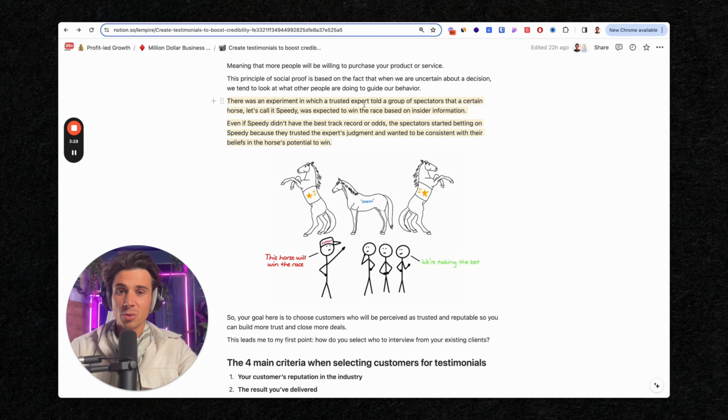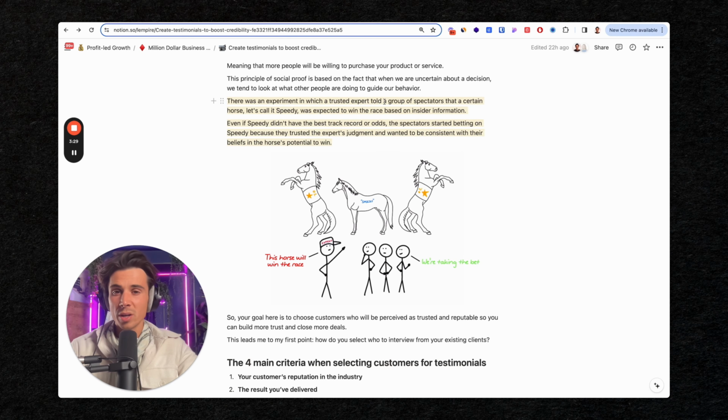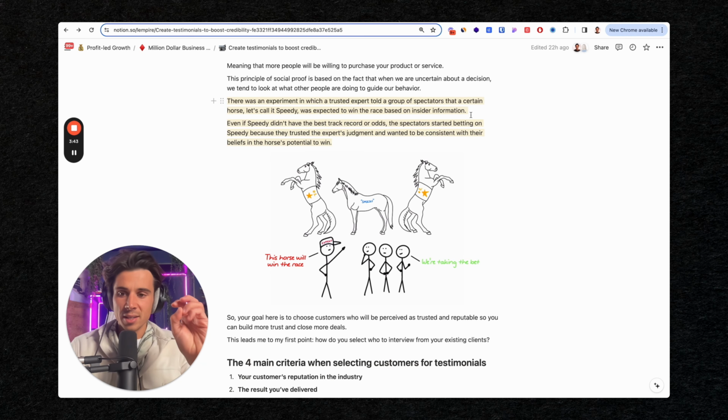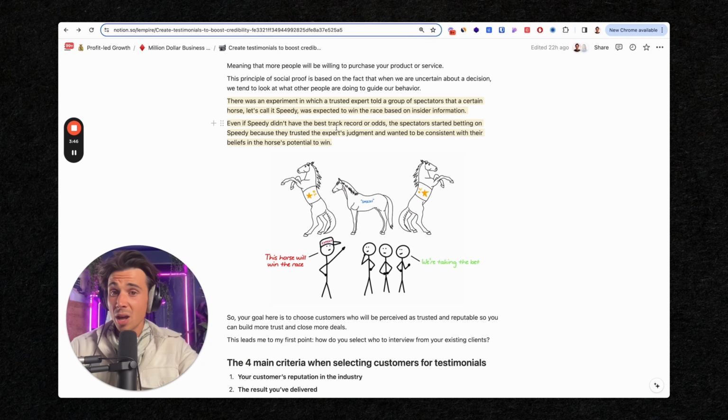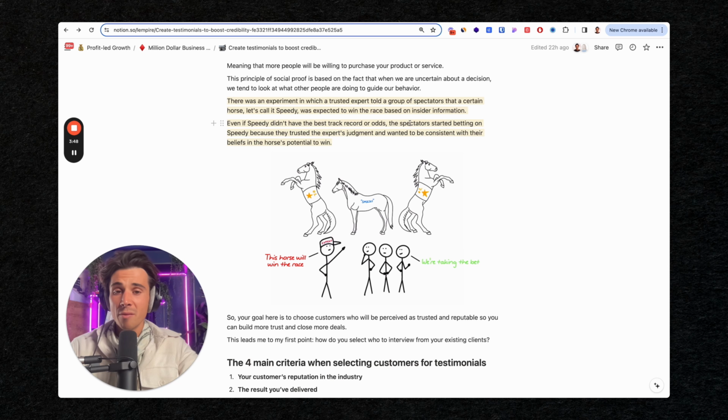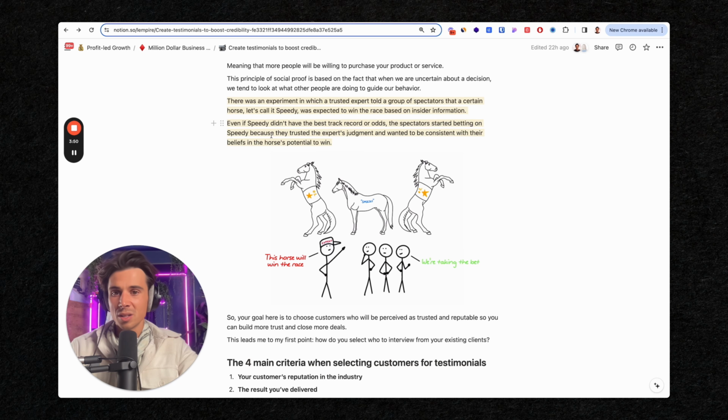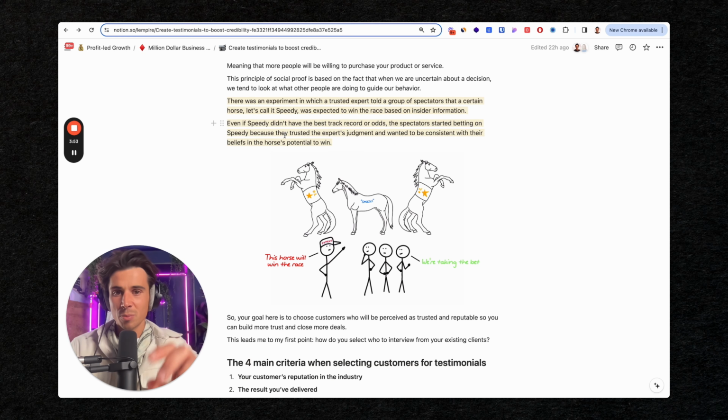There was an experiment with a trusted expert who told a group of spectators that a certain horse, we're going to call it Speedy, was expected to win the race based on insider information. Even if Speedy didn't have the best track records or odds, everyone started betting on Speedy just because a trusted expert had mentioned that Speedy was going to win. And that's exactly the same as social proof. The reality is that in a world where you have so many options whenever you want to buy something, all you've got to do is build enough trust that people want to go with you.